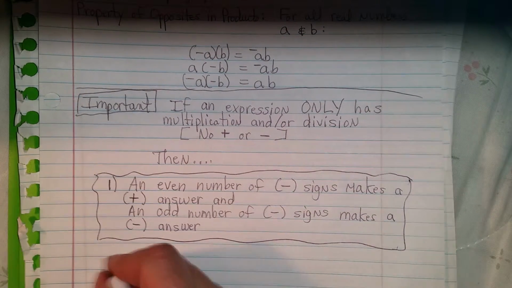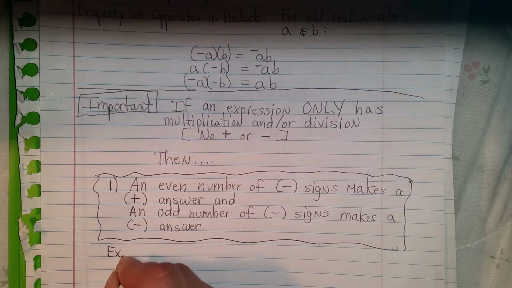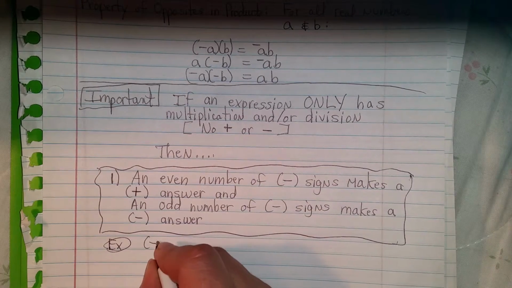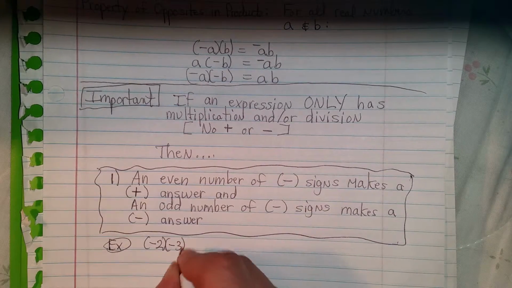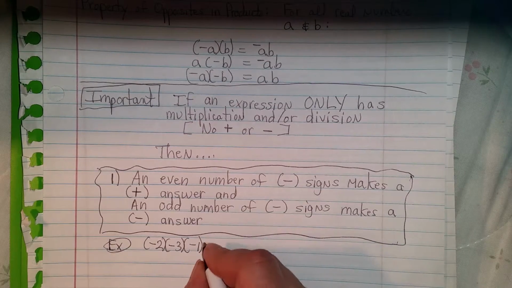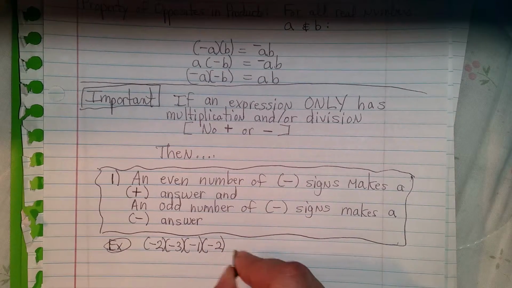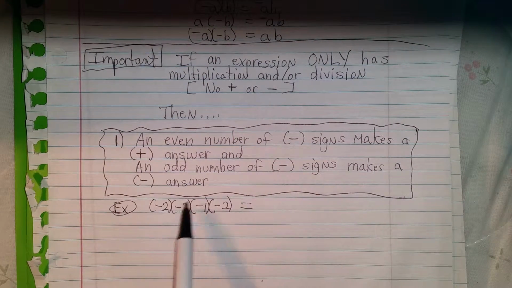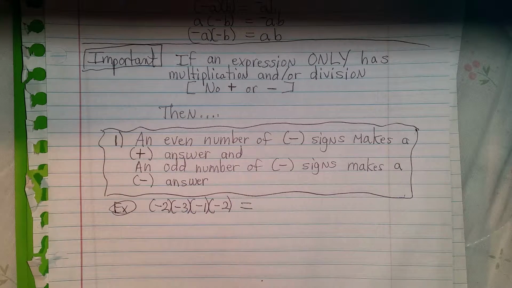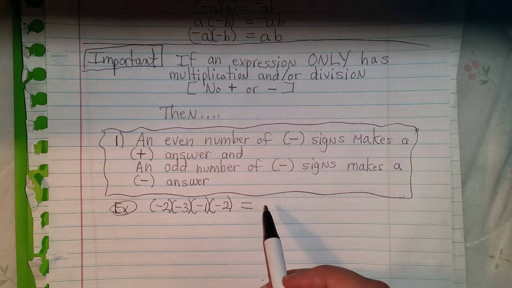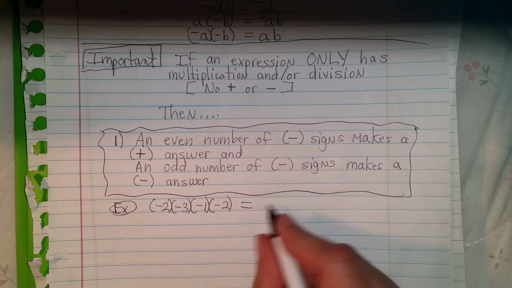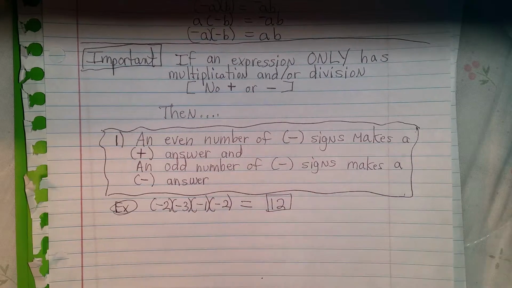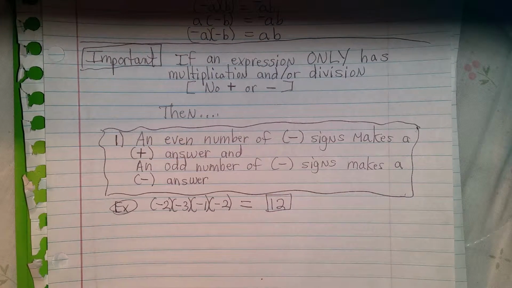All right, and examples would be, I could have -2 times -3 times -1 times -2. So if I add up all the negatives, I have 1, 2, 3, 4. That's an even number, so my answer is going to be positive. So then I don't need to put any sign here, and that's going to give me a 12. And notice that the parentheses are gone once you multiply the numbers out.